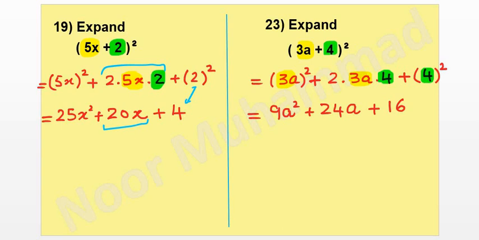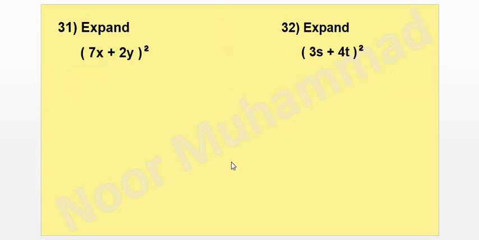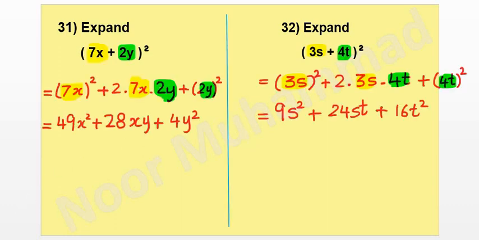Okay, let's solve 2 more questions. Better again, pause the video here, solve them on your own, and then play the video to check your answers. So here are all the answers for both the questions. You can see it's the yellow one squared, first term squared, plus 2 into first term, then the second term, plus square of the second term, and then finally you will solve. And same is the case here in number 32.